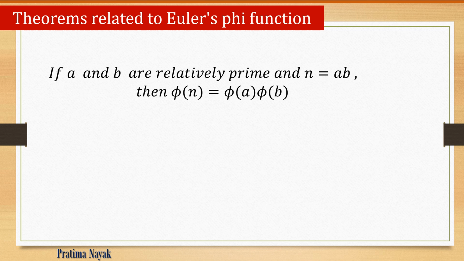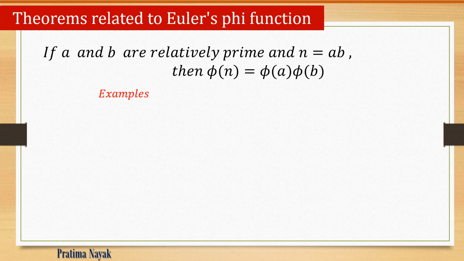Now the second theorem: if A and B are relatively prime and n equals the product of A and B, then we can write phi of n equals phi of A multiplied by phi of B. For example, phi of 12 is the same as phi of 3 multiplied by phi of 4, because 3 and 4 are prime to each other.